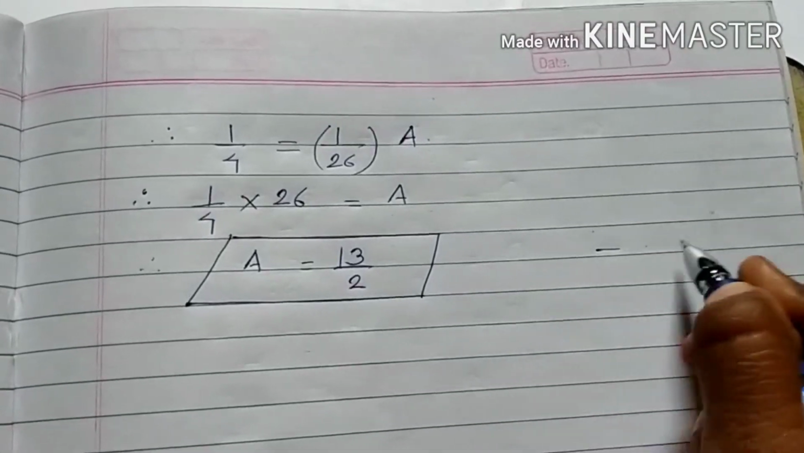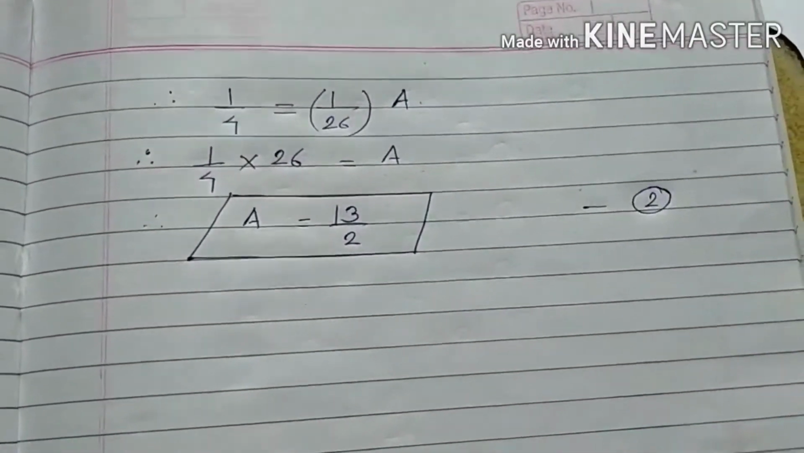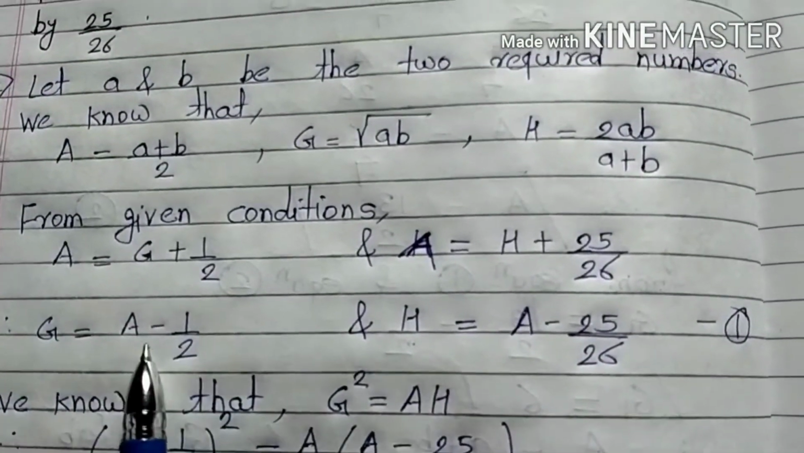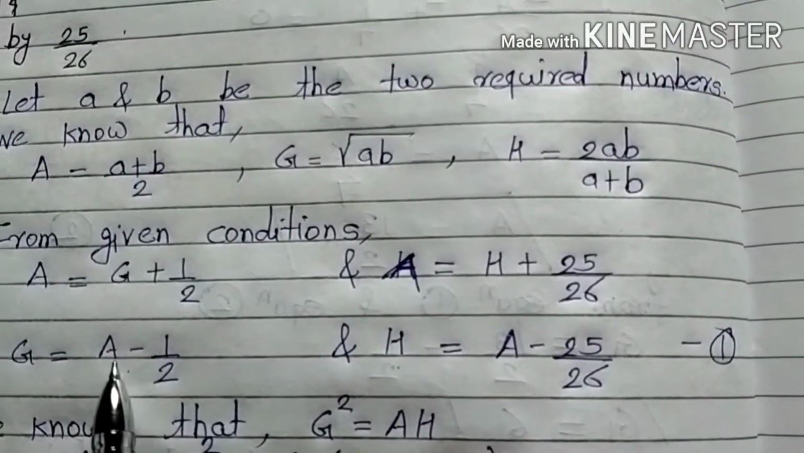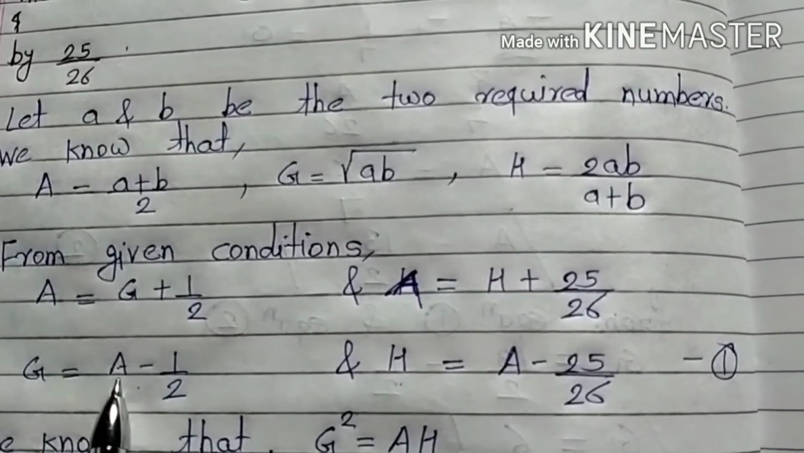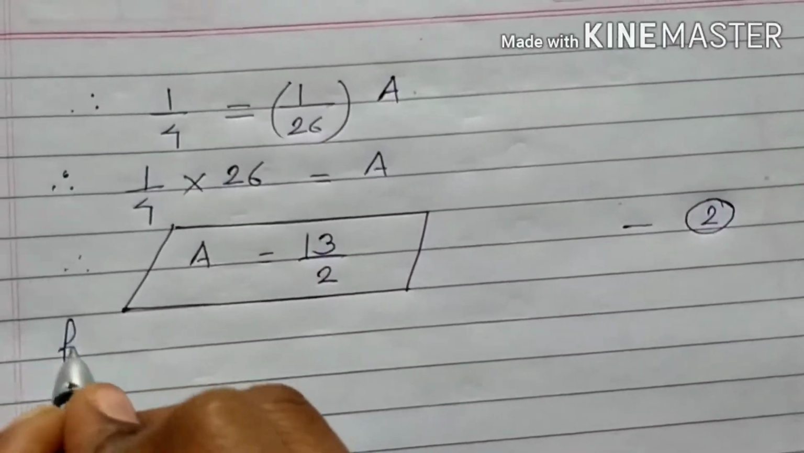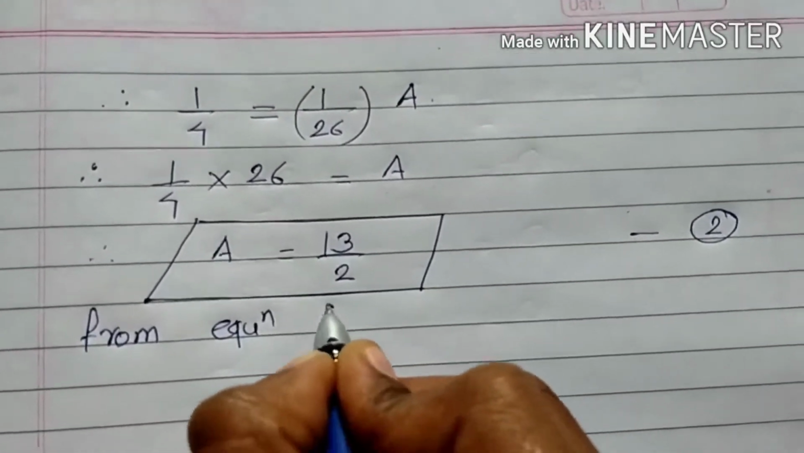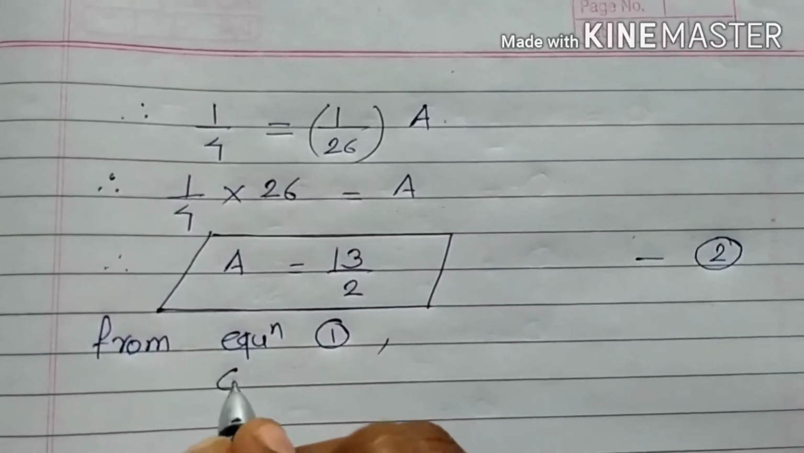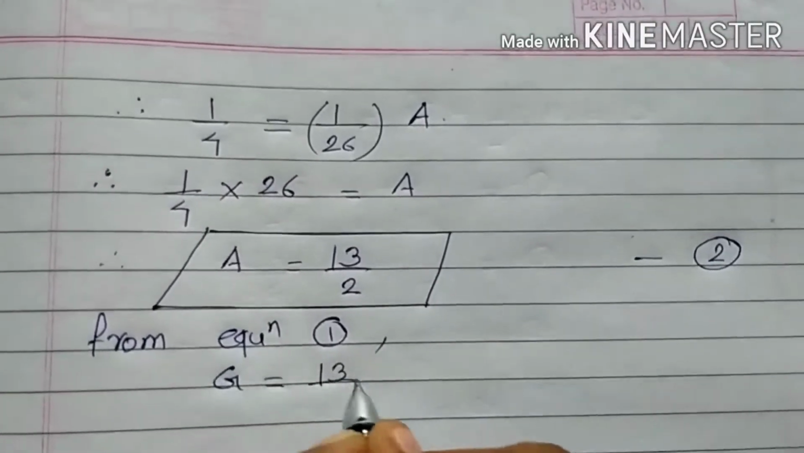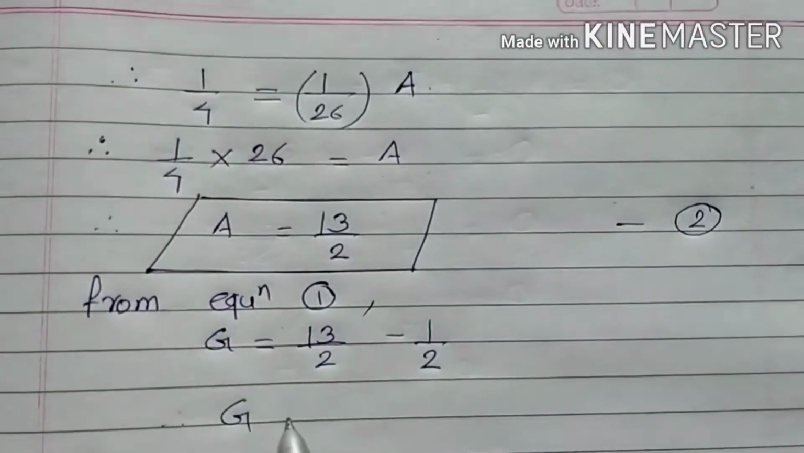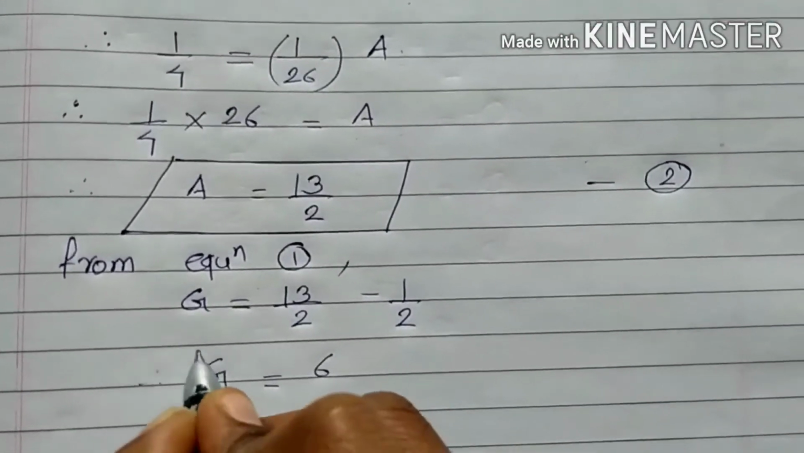Give it equation second. Now from equation first, what is equation first? G is equal to a minus 1/2. So we get the value of a, and by using the value of a, we find the value of G. So from equation first, G is equal to 13/2 minus 1/2. Therefore G is equal to 6.